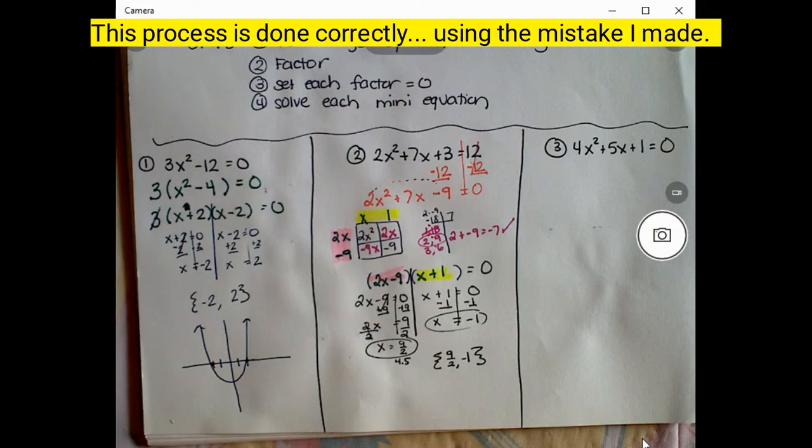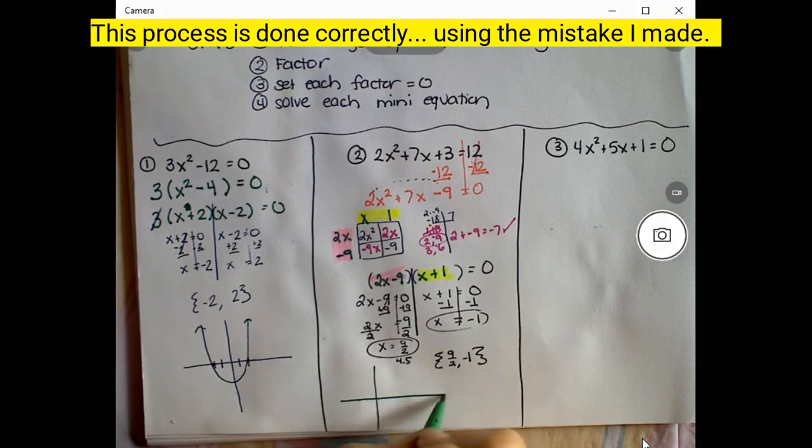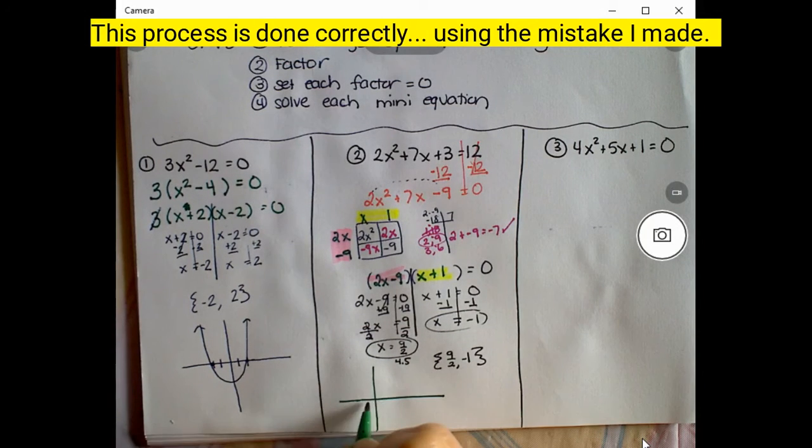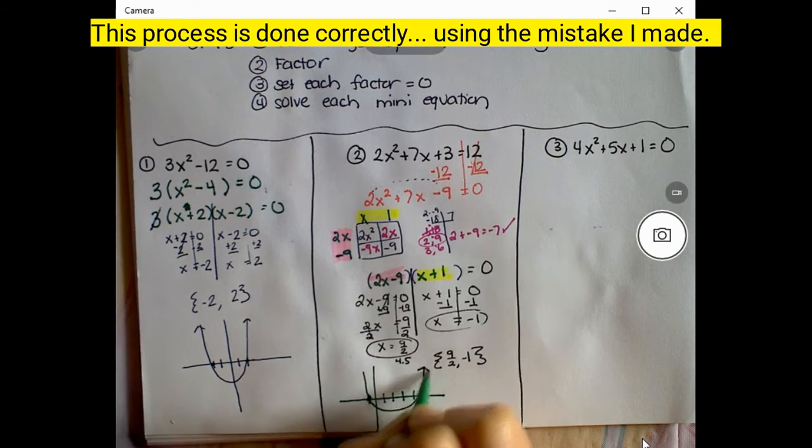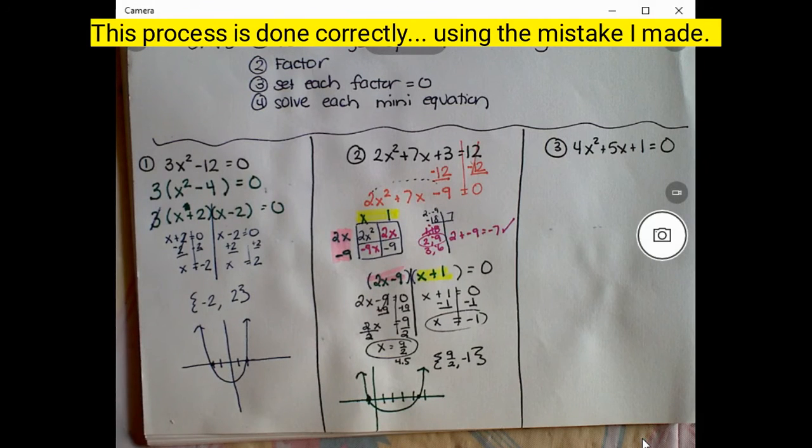Now, just for the record, I want to show you, if you were going to draw this graph yourself, you would have an x-intercept at negative 1 and an x-intercept at 9 over 2, which is 4.5. 1, 2, 3, 4, 5. And your equation would look, or your parabola would look something like that.